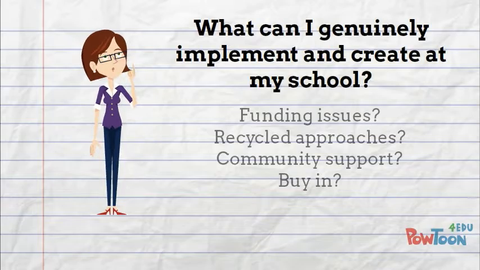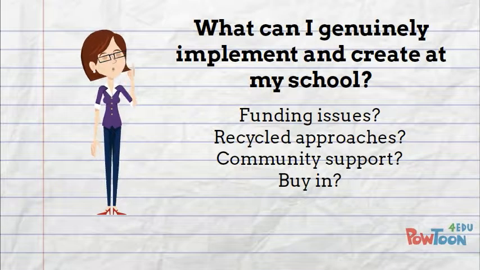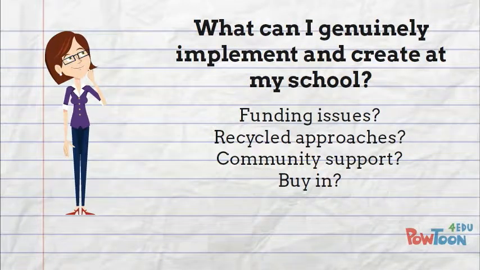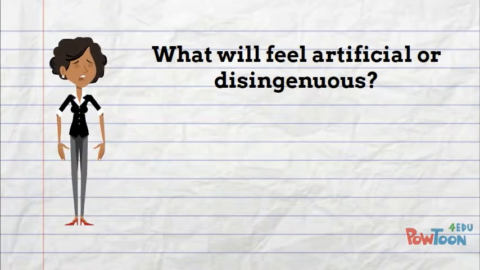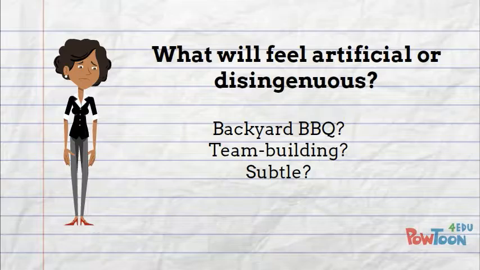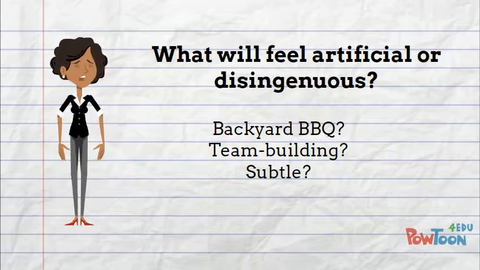Next, think about what you can genuinely implement at your school level. Are there funding issues? Or some things already tried? Can you get staff buy-in? Think about what's real. Is that barbecue really going to happen? Are some team building activities in order? Maybe there's a more subtle way to reach your staff.